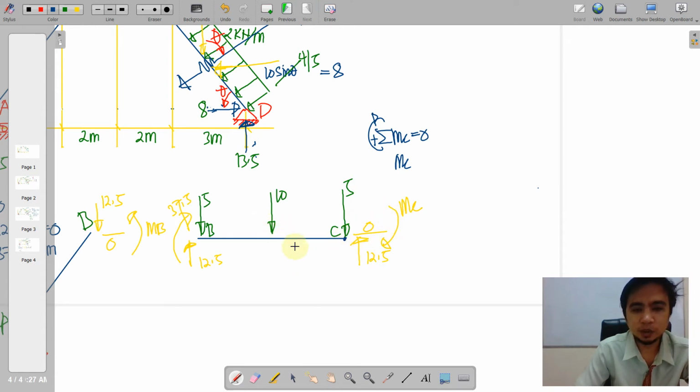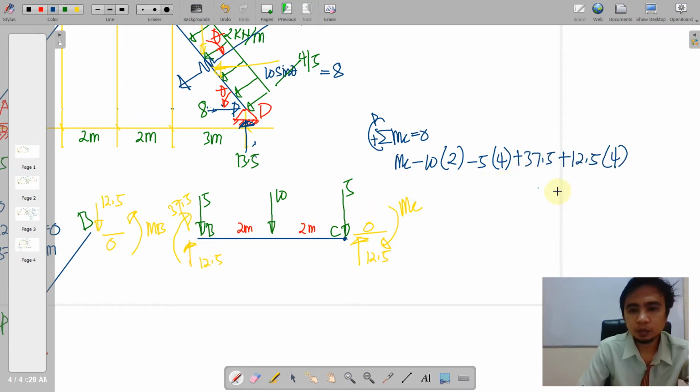It will have a concave outwards that is considered as positive. So we just have to pin this MC, and then the 10 would have a negative or fiber is inward. So that is denoted by negative 10 times moment arm, 2 meters, less 5 times 4 meters, plus 37.5, plus 12.5 times 4. So those would be equal to 0.